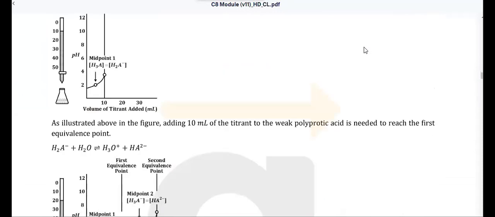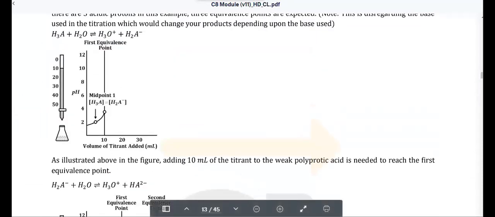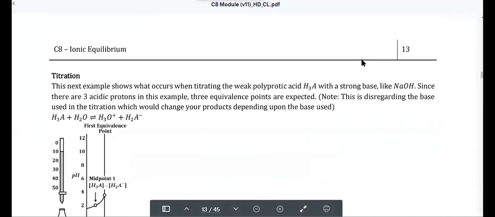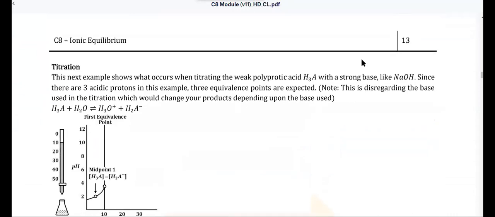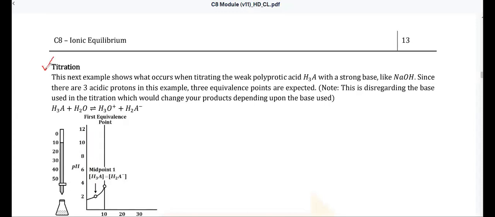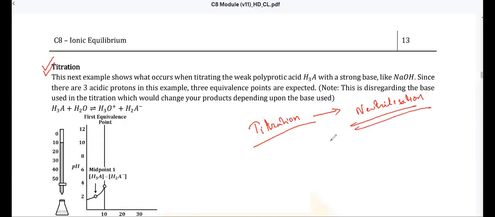In this chapter, the concept of indicator was left, because titration we will study in detail in redox. What is titration? Do not get scared by this word. Titration is a fancy word for neutralization. That's it.